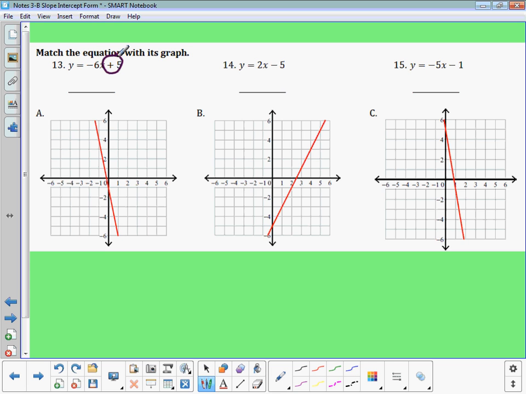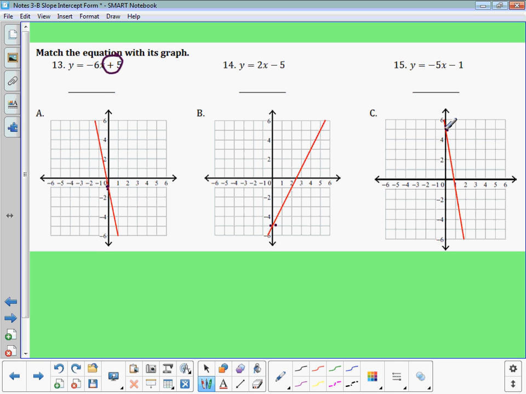I'm just going to look at A, B, and C, and I'm going to find a line that has a y-intercept of 5, a positive 5. I look at A, well that y-intercept is at a negative 1. I look at B, well that y-intercept's at a negative 5. That doesn't help me. I look at C, and that y-intercept is at a positive 5, so that's good.